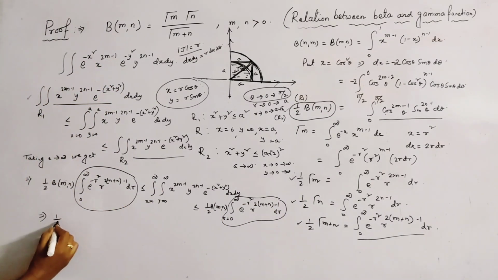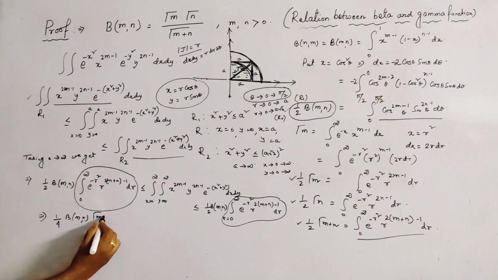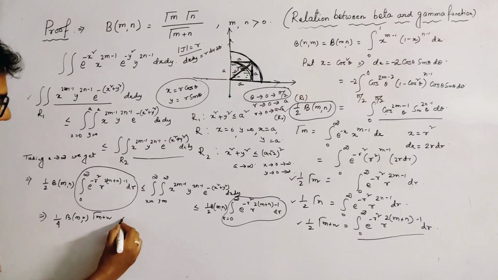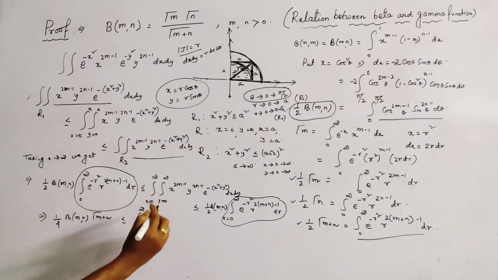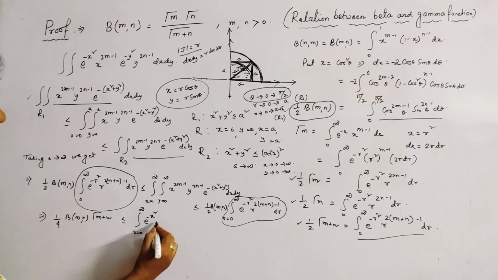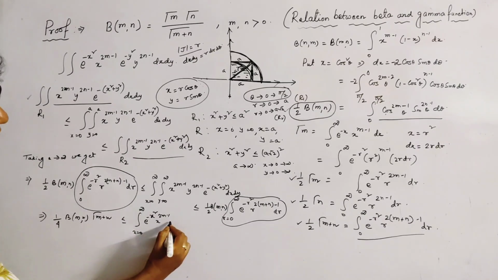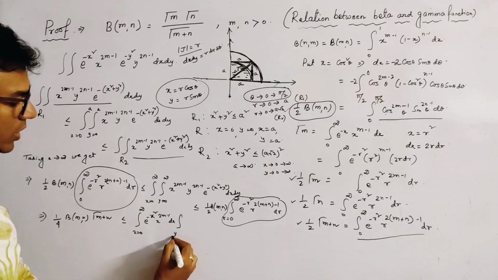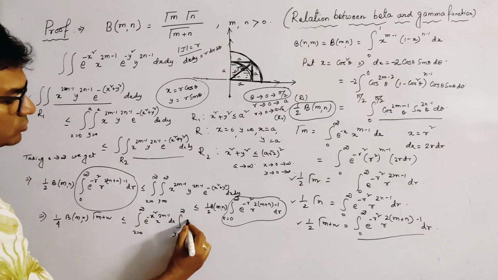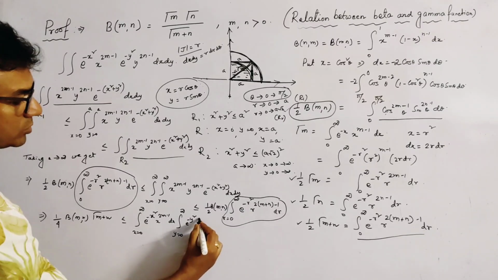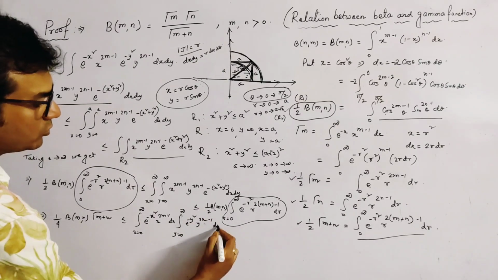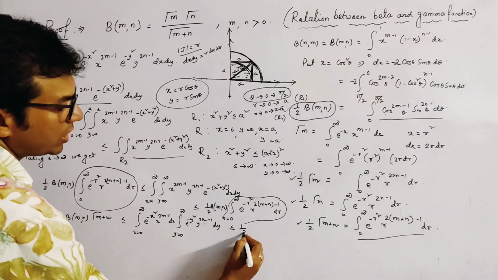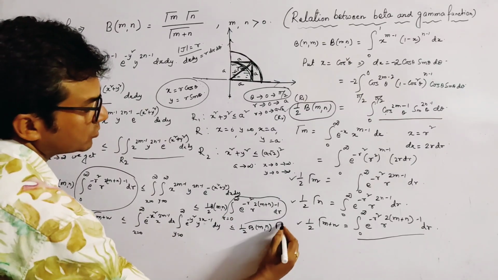So we get half into half, that is 1 by 4 beta mn into gamma m plus n on the left, and the middle portion is integration x equal to 0 to infinity, and we write here e to the power minus x square x to the power 2m minus 1 dx into integration y equal to 0 to infinity, e to the power minus y square and y to the power 2n minus 1, sorry, this is not m, this is n, dy, and the right side is equal to half into beta mn into gamma m plus n.